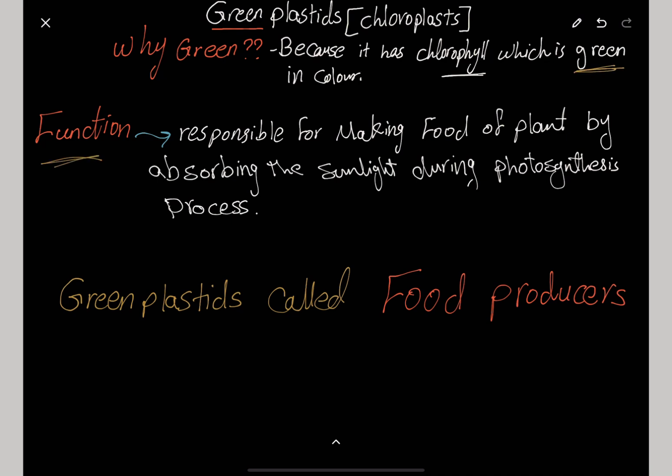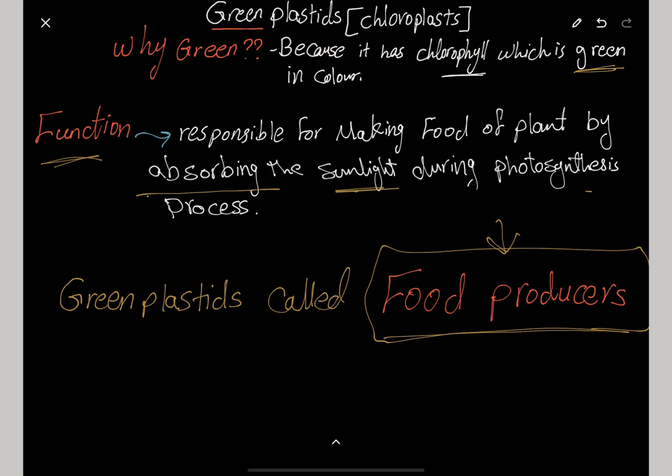What is the function of green plastids? They are called food producers because they are responsible for making the food of the plant by absorbing sunlight, or light energy from the sun, during the photosynthesis process.